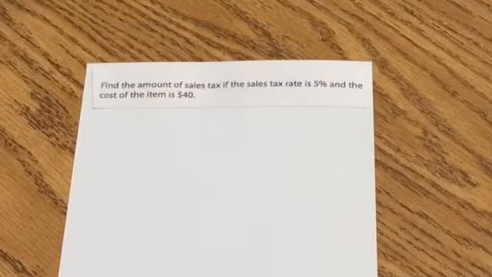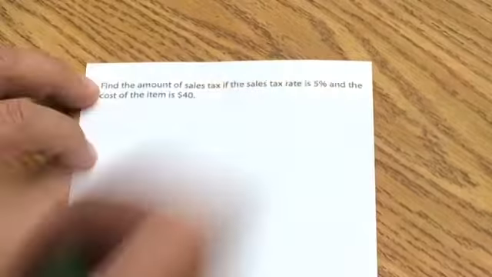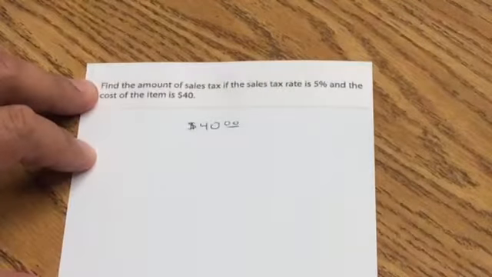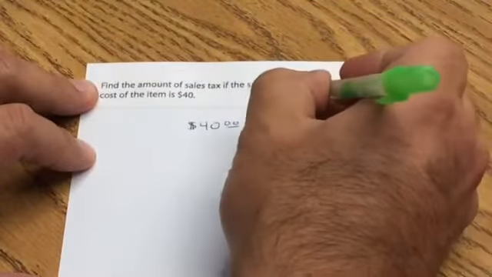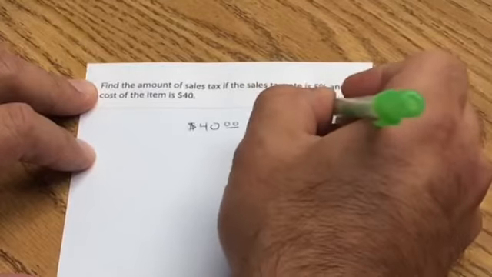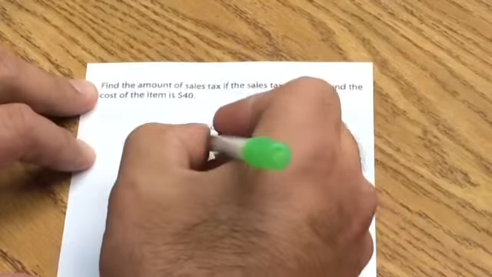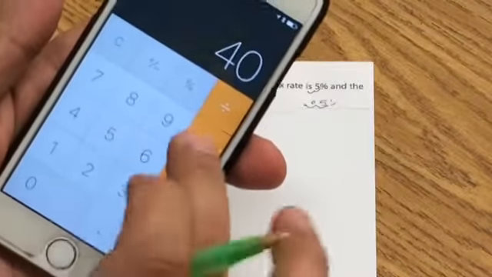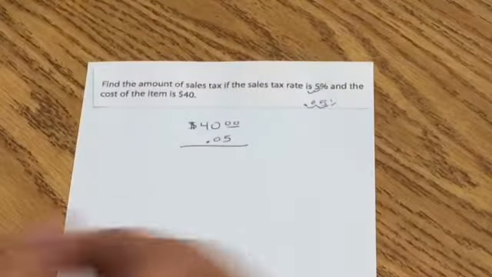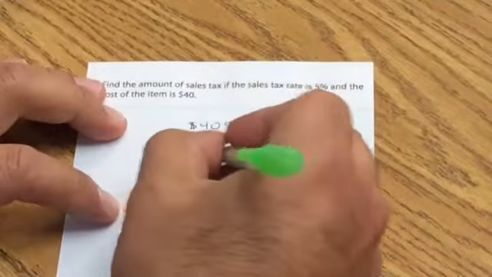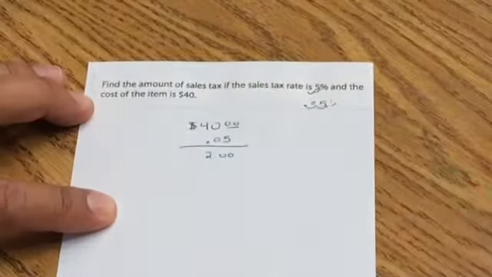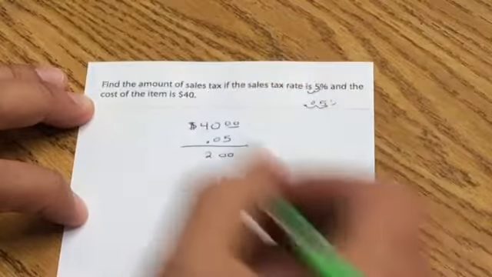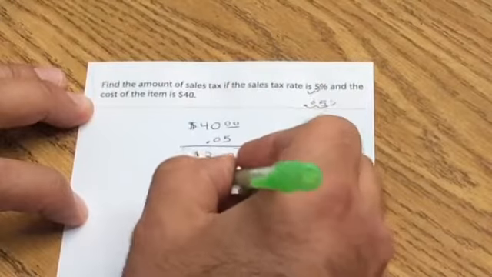Now this one is a very simple sales tax question. So if an item costs $40 and you have a sales tax of 5%, turning 5% to a decimal, you just move the decimal twice to the left. So 5%, move it twice to the left, you're going to get 0.05. So I'm going to multiply $40 times 0.05, which is equal to $2. It says find the total price of the tax and of the cost of the item. 40 plus $2 is equal to $42 total.